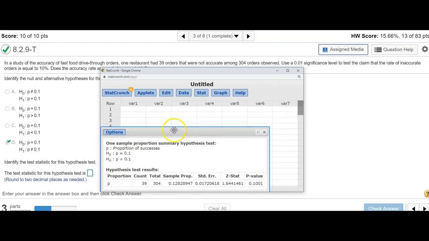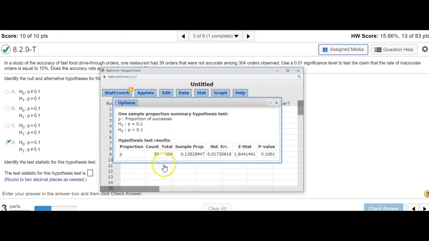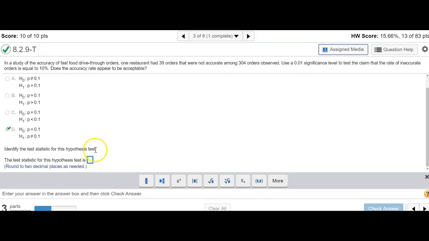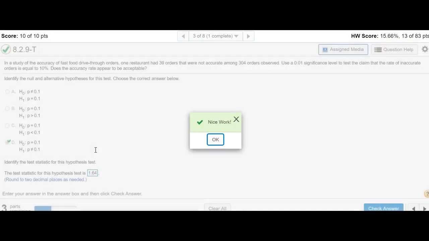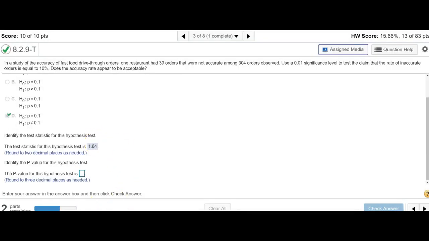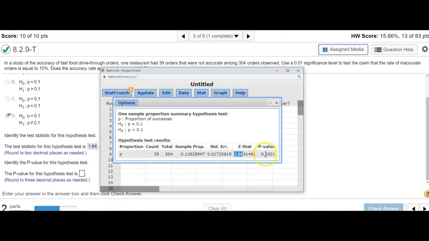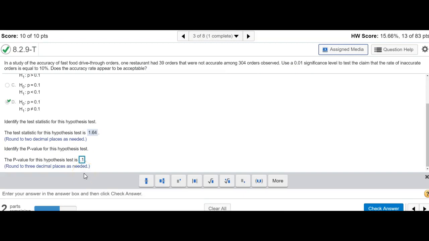And we can compute that, and it's going to give us a summary with our z-statistic. We're going to round to 2 decimal places, so 1.64. Check that. The next thing is using that to find the p-value. Round to 3 decimal places as needed, so 0.100.